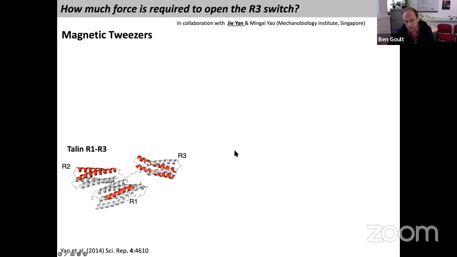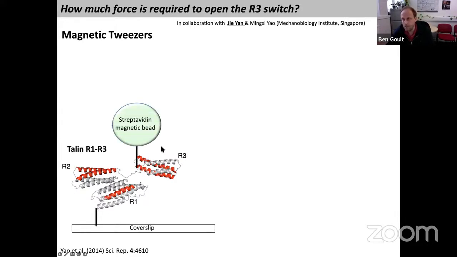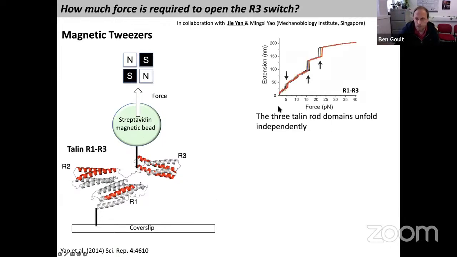And the initial experiment which we did was to take 3 of these domains of Talin and attach them to the cover slip of a microscope, via the N-terminus, and then via the C-terminus, we could attach that to a magnetic bead, which then allows us to use a permanent magnet on a magnetic tweezer deck to pull on that bead and exert physiologically relevant forces onto these molecules. And when we do that, when we stretch these 3 domains of Talin, what you see is that as the force increases, do you see my cursor?